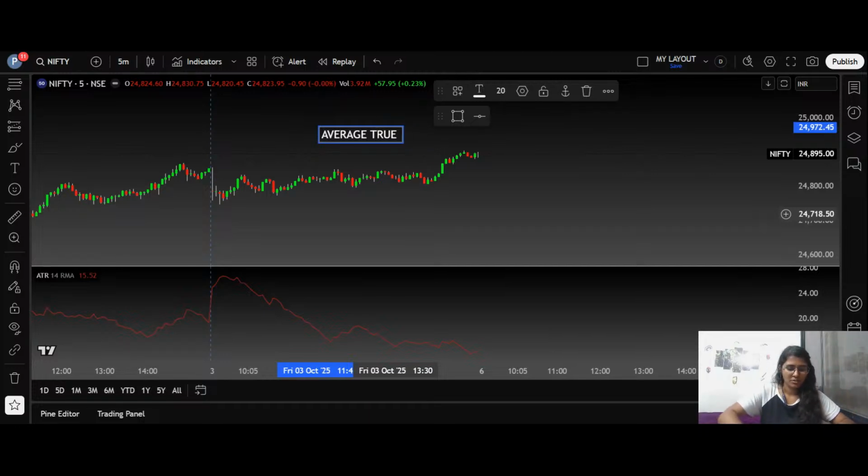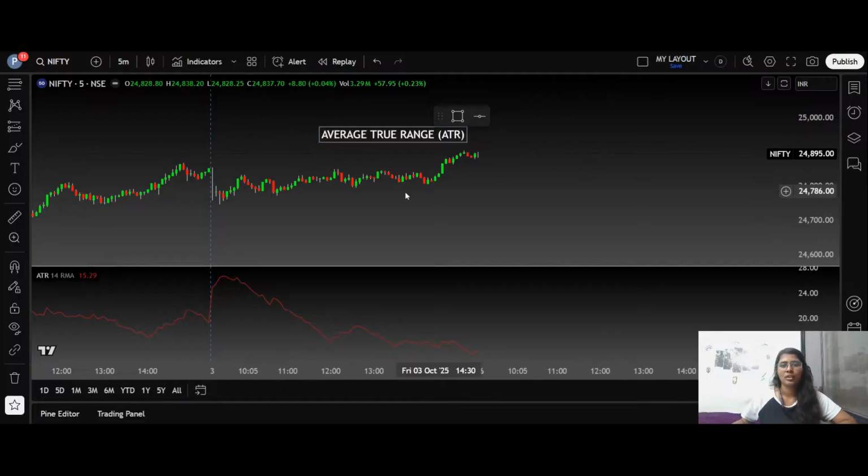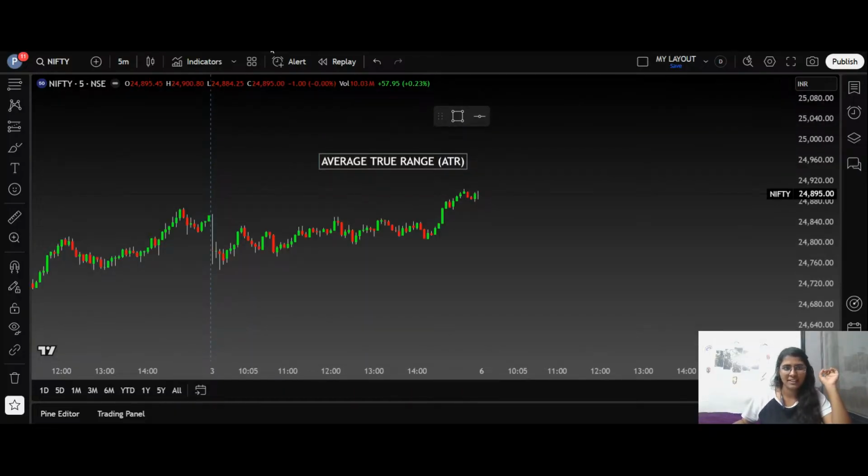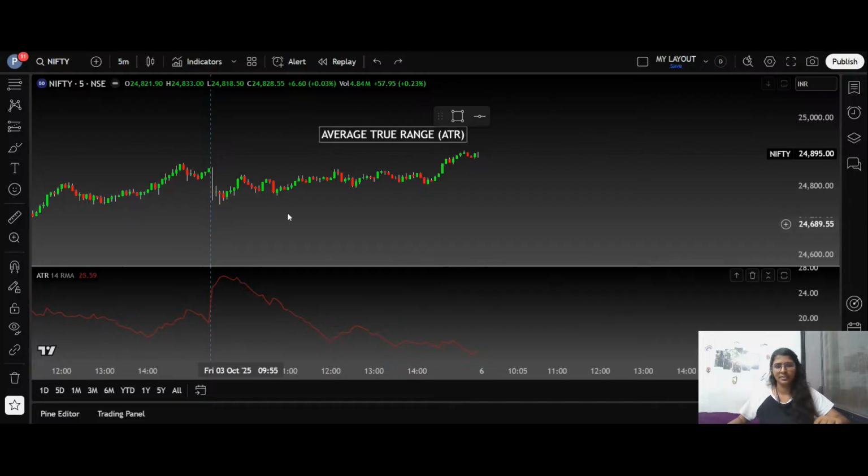So today we are going to cover average true range, or we can call it the ATR indicator. So without wasting any time, let's get started. Before starting, let's think about what average true range is and what this indicator actually indicates. As the name suggests, let's think basic. This indicator is based on something of averaging. Okay, this is very much clear to you.